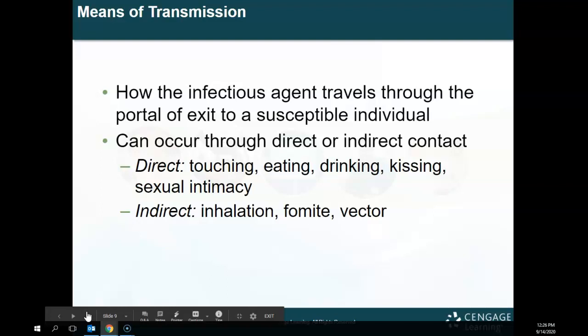The means of transmission is how the infectious agent travels through the portal of exit to a susceptible individual. It can occur through direct or indirect contact. Direct contact is touching, eating, drinking, could be kissing or sexual intimacy. Indirect contact is inhalation, fomites, or vectors.